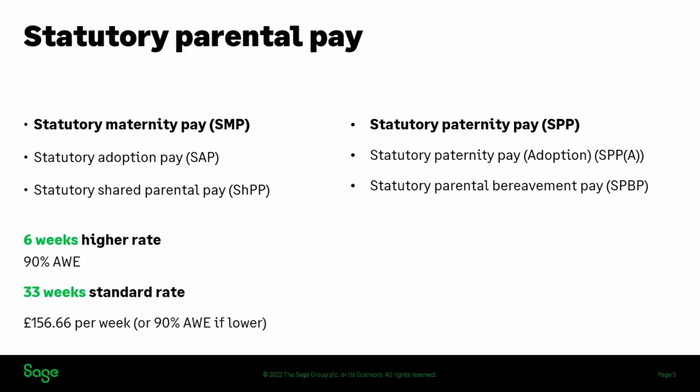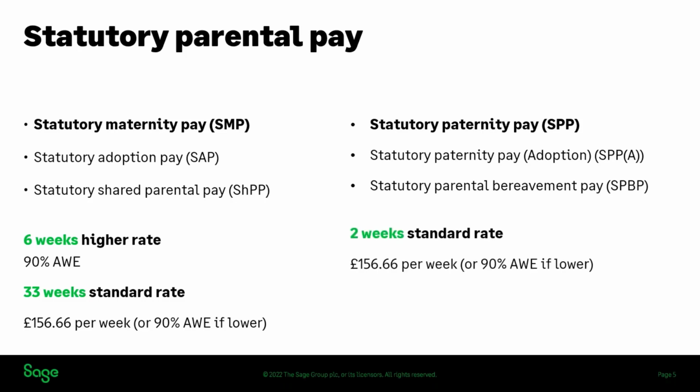Now, in terms of SMP, this is payable for up to 39 weeks of a maternity pay period. The first 6 weeks is paid at the higher rate. So that's 90% of the employee's average weekly earnings. We'll explain how that's calculated a little later on in the demo. And then 33 weeks at the standard rate, which for the current tax year is £156.66 per week, or 90% of average weekly earnings if that happens to be lower. So it's the exact same for adoption pay, 6 weeks at higher rate, followed by 33 weeks at standard rate.